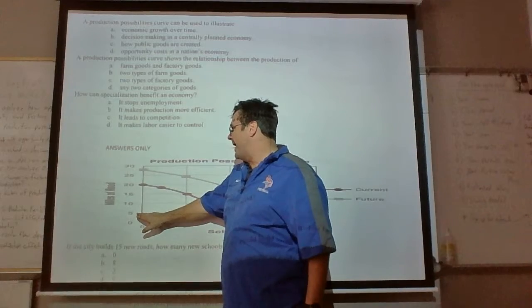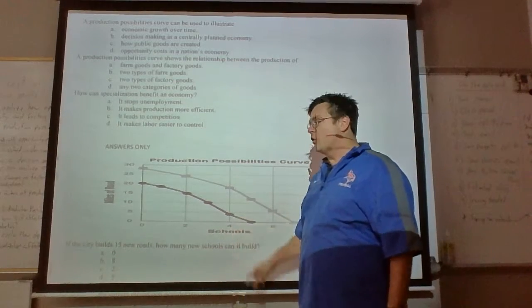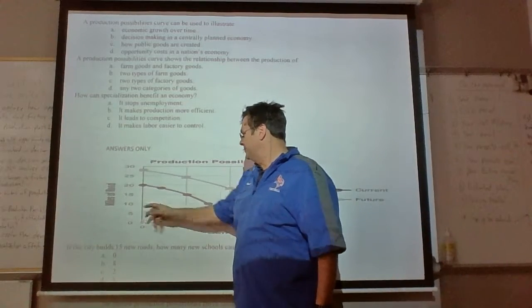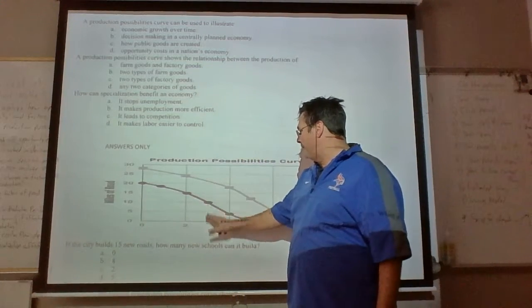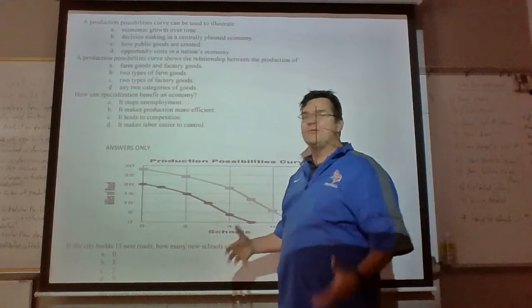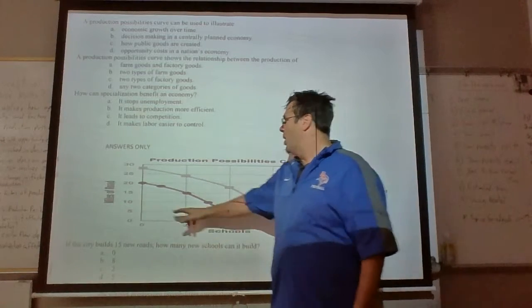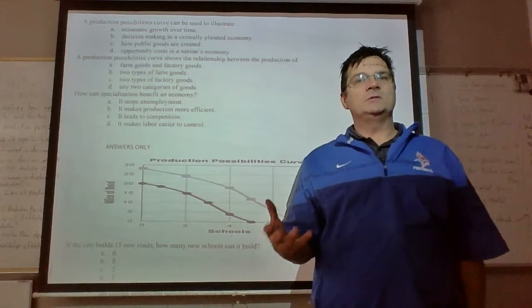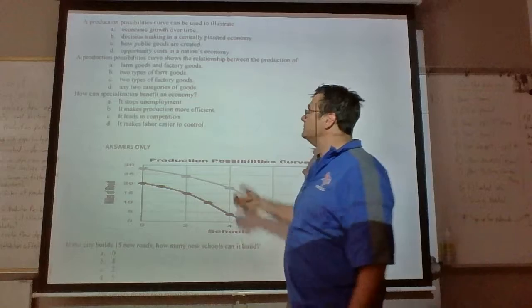If you make 5 miles of road, you can make 4 schools. If you increase to 10 miles, you now are going to make about 2.5 schools. What happened? You went from 4 to 2.5. You're losing 1.5 schools. Going from 5 to 10 cost you 1.5 schools. That's the opportunity cost. All right.